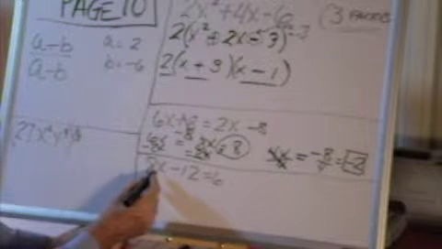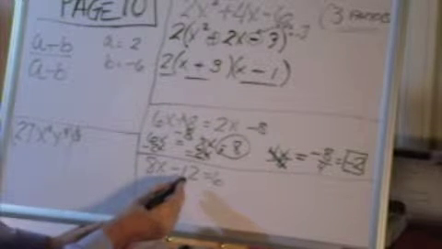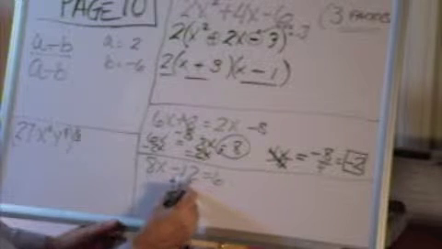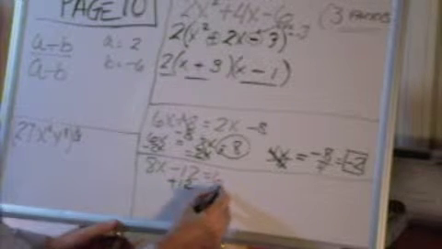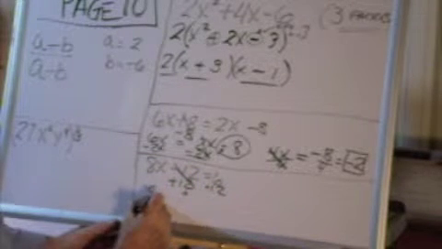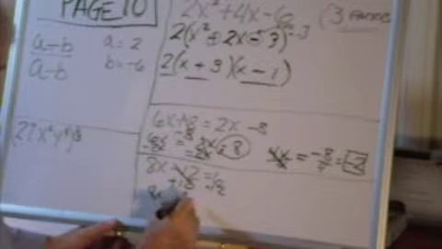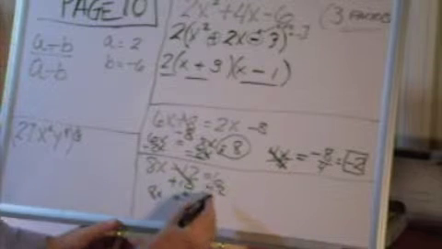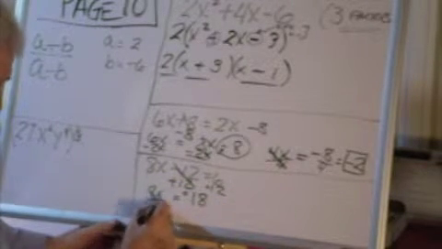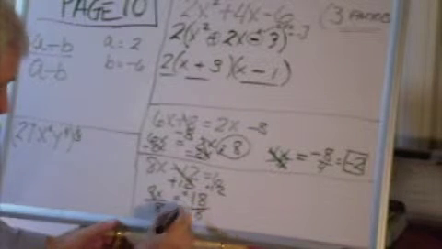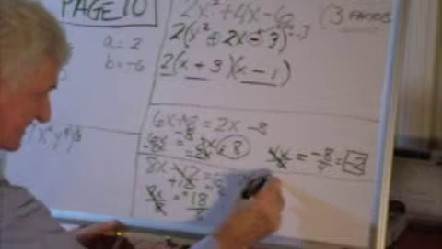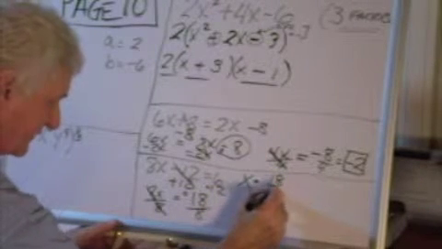Now, here we have an even simpler problem. We've got the letters already here. We have one number to move, and that's the 12. You add 12 to both sides. That becomes 0, and 8x equals 6 plus 12, which is 18. Now divide each side by 8. There you go. Now you have x equals 18 over 8.